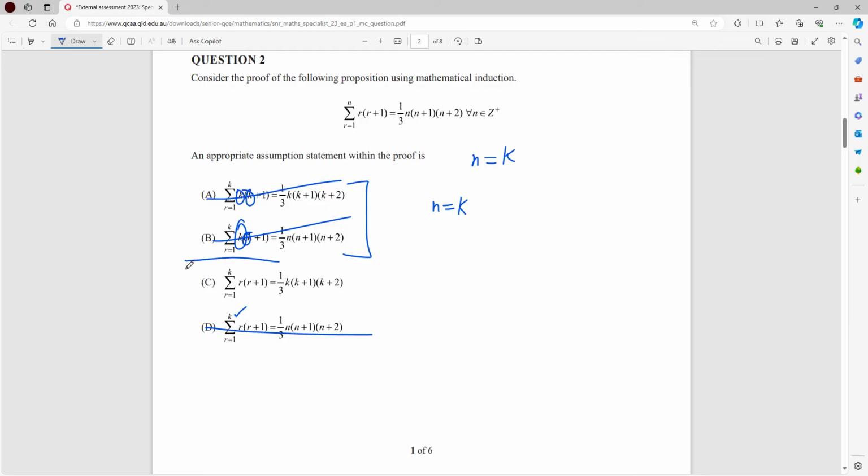So the only logical one left is this one here. And we can also double check here. Oh, yep, they've substituted k there, k there, k there, k there, where all the n's are corresponding. So we can see that is the correct answer, okay? So yeah, the correct answer is C for question 2.